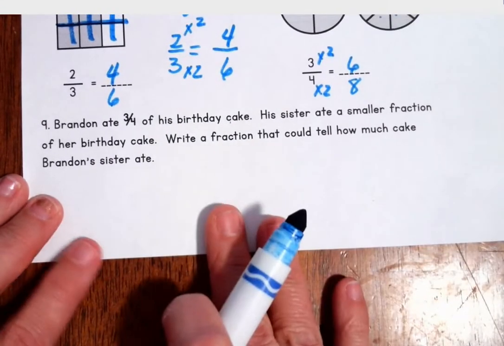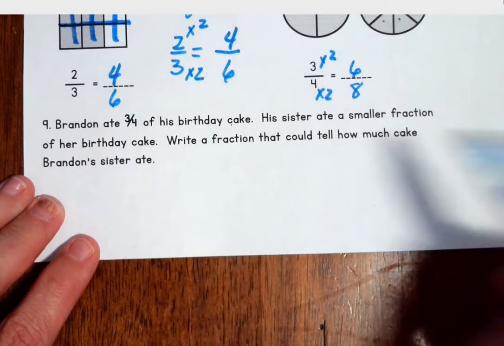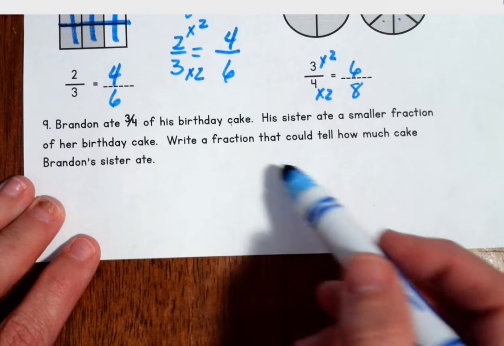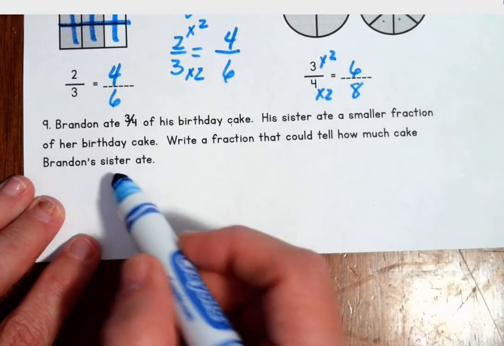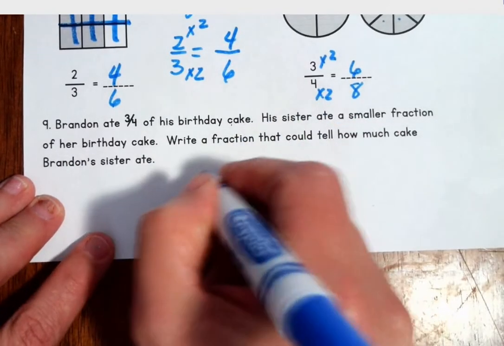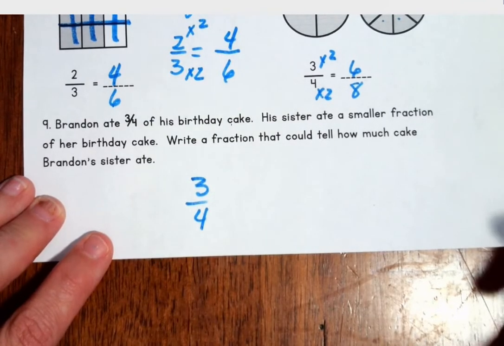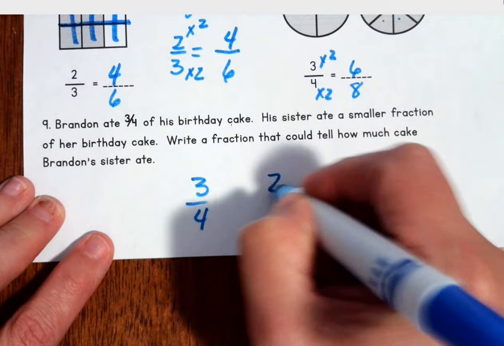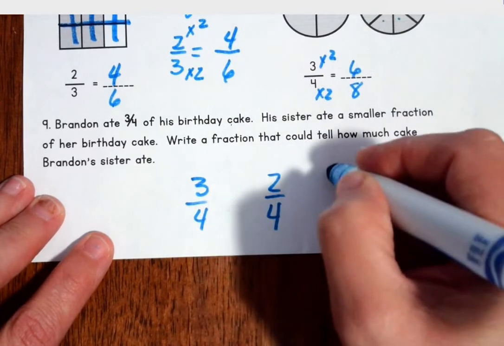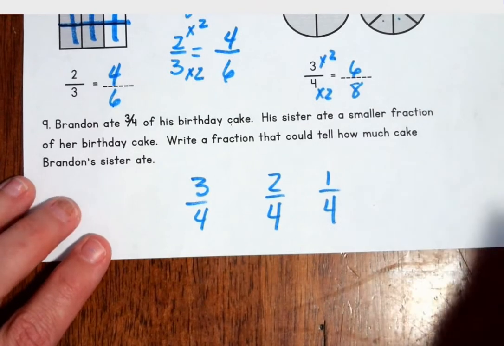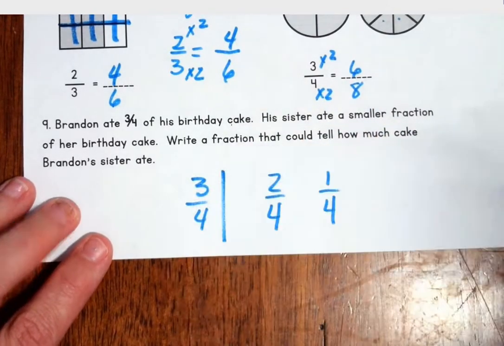Brandon ate 3/4 of his birthday cake. His sister ate a smaller fraction of her birthday cake. Write a fraction that could tell how much cake Brandon's sister ate. So if he ate 3/4, what is a smaller fraction? You could do 2/4. You could do 1/4. Okay, you could say 1/2. I don't care. Okay? All right.